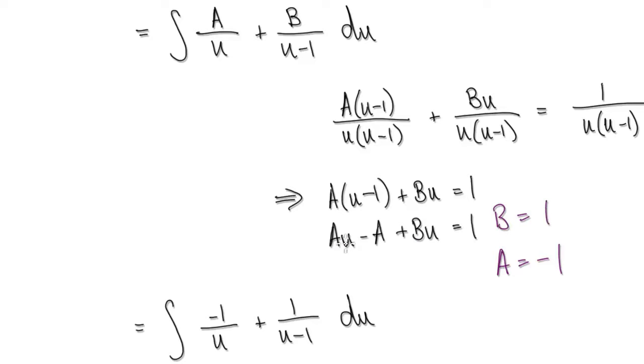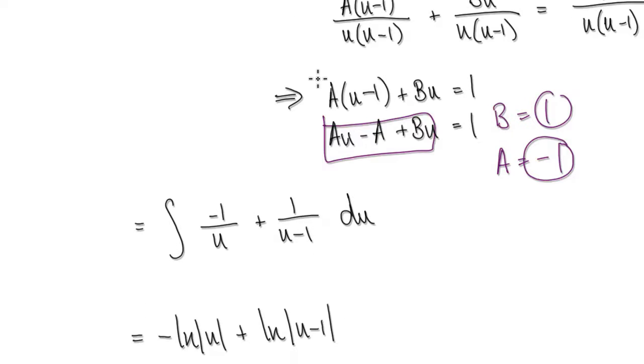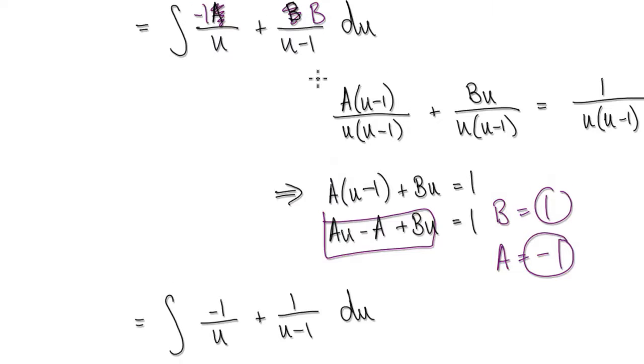So basically, do whatever you have to do. Find a and b in such a way that this side equals 1. It turns out that a is negative 1 and b is 1. So what that means is this thing here is negative 1, and this thing here must be positive 1. That will then take us to here.